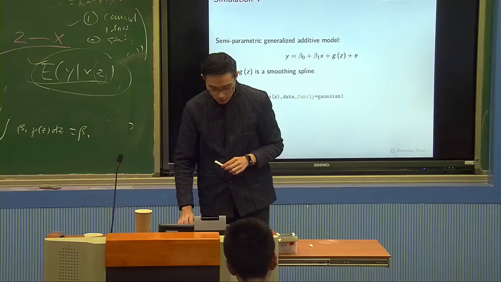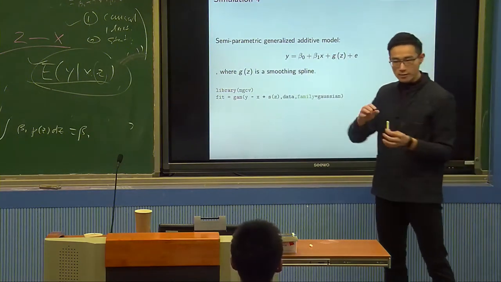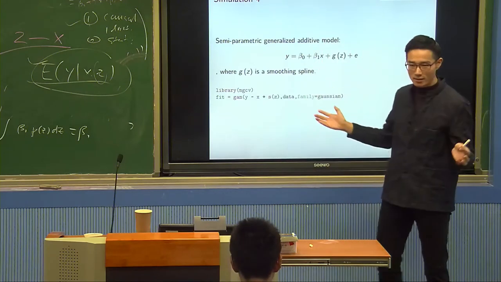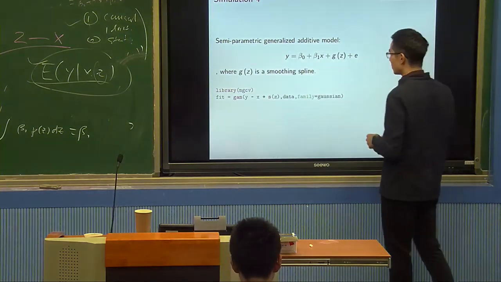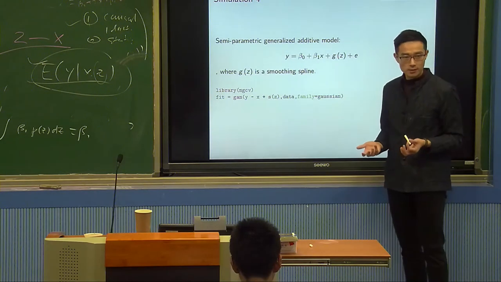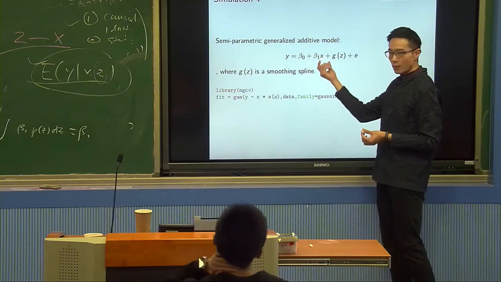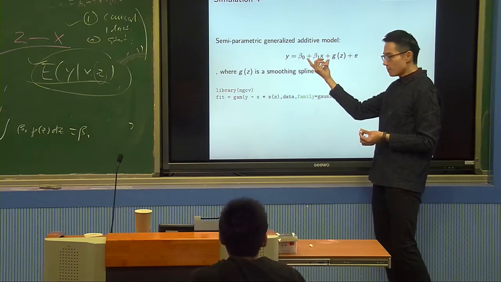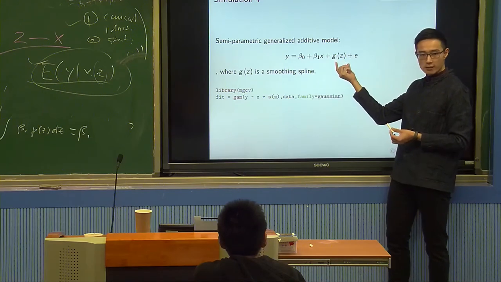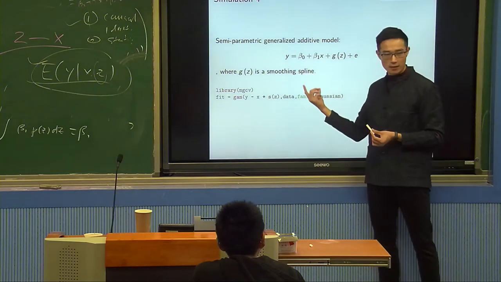Okay, so what can you do? Again, I assume that you don't know the underlying true function. You don't know it's sine z. You have no idea. Well, we can try to use a semi-parametric model. The idea of a semi-parametric model is y equal to beta 0 plus beta 1 x, so this is parametric, but I'm going to use a very non-parametric method for g(z). In particular, I'm going to use a smoothing spline.